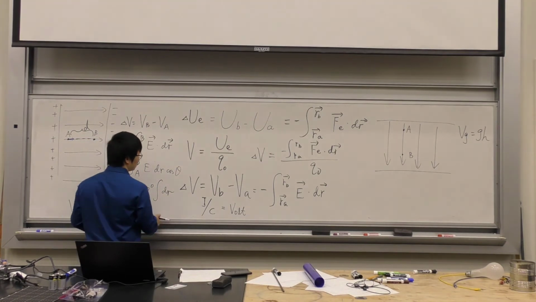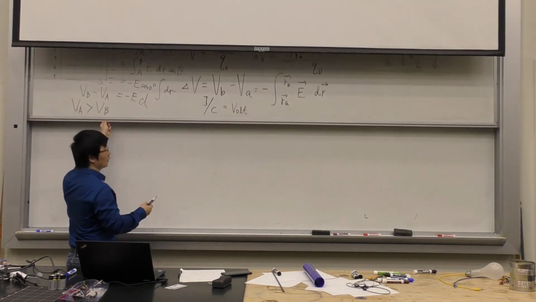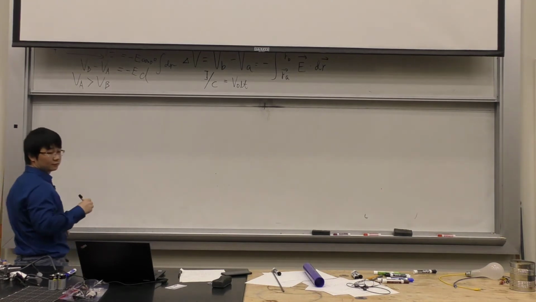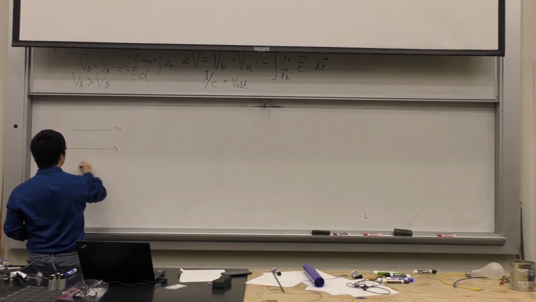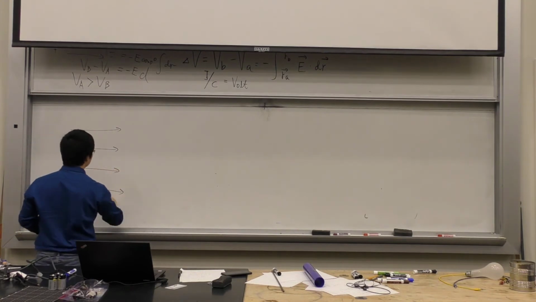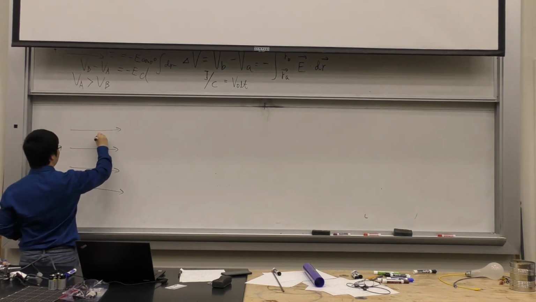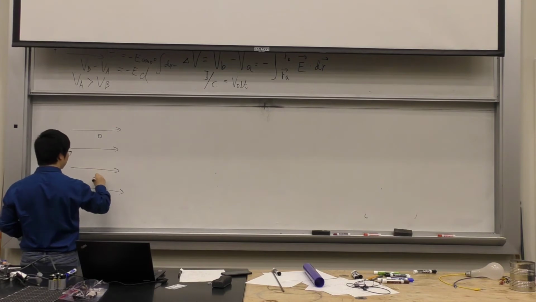Now let's take a look at another case. If I still have this electric field created by 2 parallel plates, now I pick 2 points, A here and then B here.